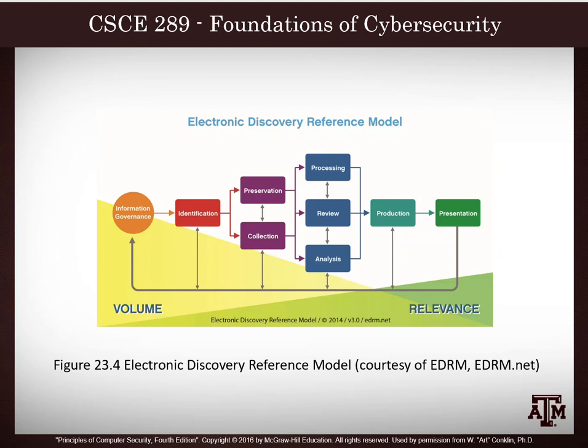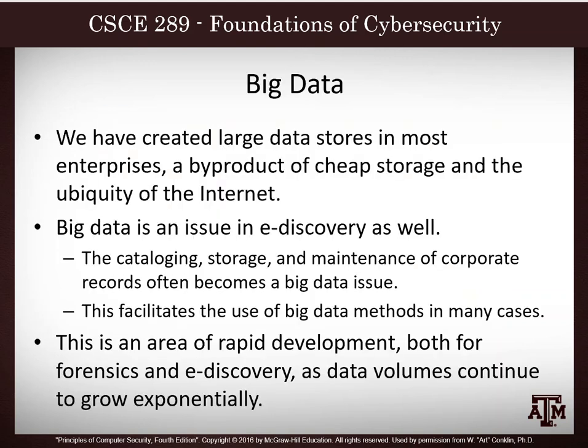Okay. So this is the electronic discovery reference model. How you govern information, identify it, preserve it, collect it, process it, analyze it, and decide if it's relevant or not. And he makes a point here about data in the cloud. Big data. I'm thinking ahead. Big data, trying to get all that data.